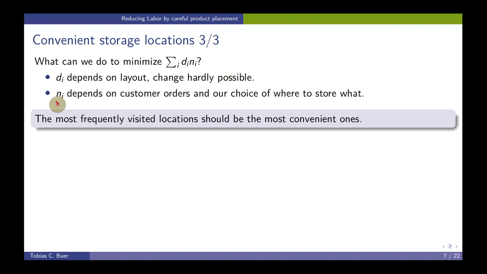On the other hand, the number of times we have to visit a location can be influenced easily. It depends on the number of customer orders that we get for a product and on our choice where to store that product. From this observation, it becomes immediately clear that the most frequently visited locations should be the most convenient ones. So when we identify the most convenient locations, we should store our most popular products in these locations. And the less popular products can be stored in locations that are less convenient.